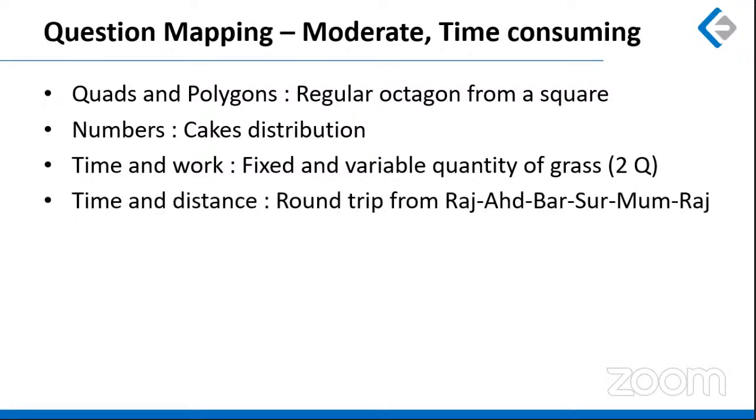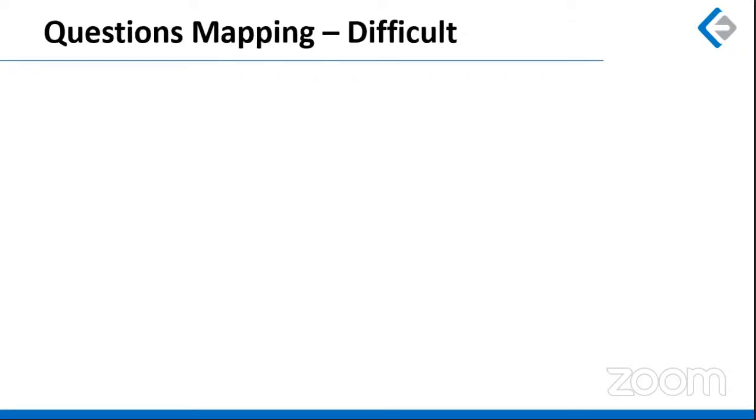Time and distance, a question based on a round trip from Rajkot to Ahmedabad to Baroda to Surat to Mumbai and back to Rajkot. Okay, so this question might take some reading time. It was around a 3 to 4 line question, but once you start entering the data in the diagram, the question is not that difficult and it was doable. Just that it might take some time while processing the information.